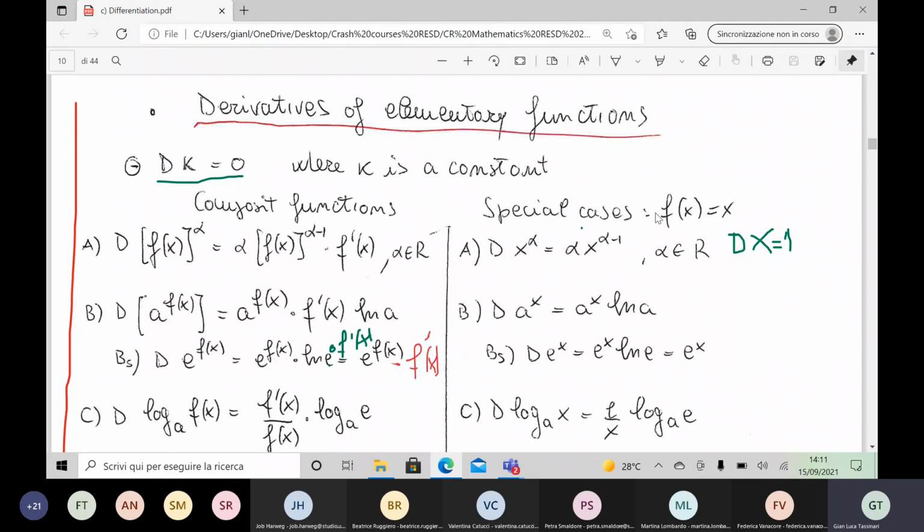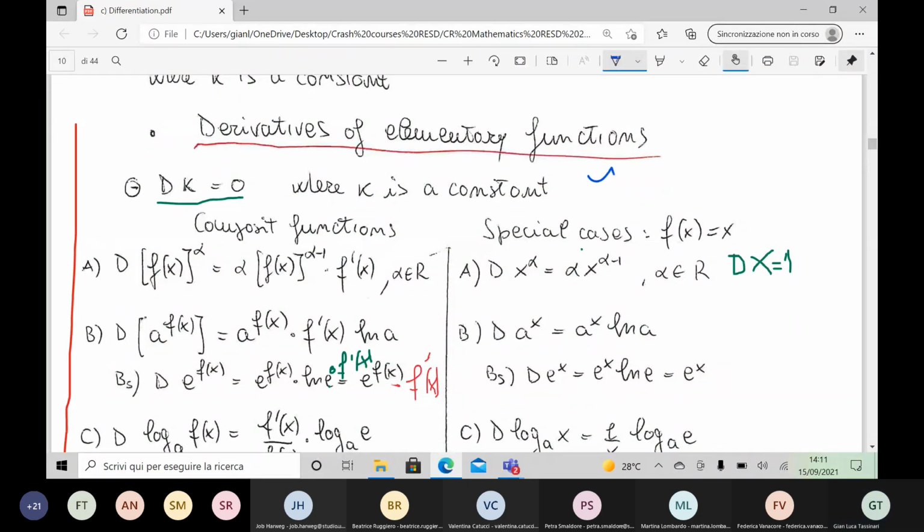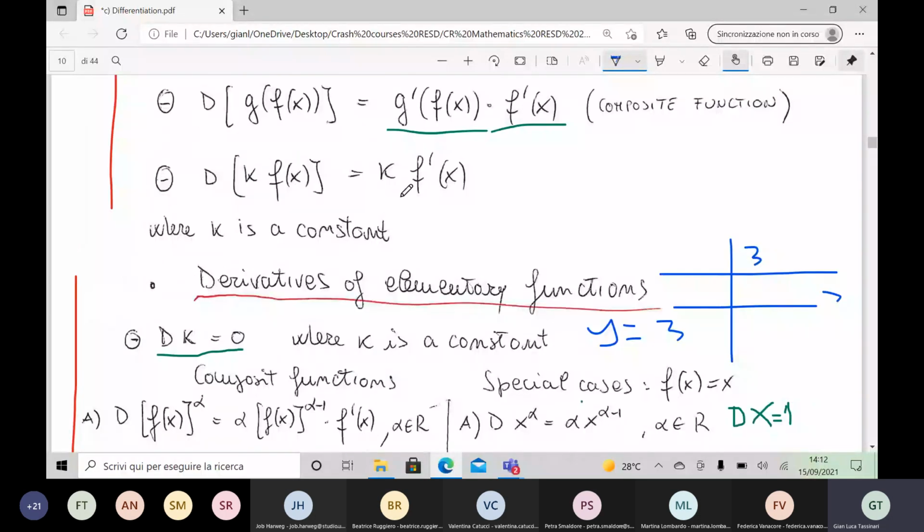Graphically, what is y equal to 3? It is a horizontal straight line. Which is the slope of this straight line? It is 0, it is a horizontal straight line. In fact, the derivative is the slope of the tangent line to this function. The tangent to this straight line is the straight line itself, and its slope is 0 everywhere. So the derivative of a constant is 0. Don't confuse it with the derivative of a constant that multiplies a function. So this is the derivative of an additive constant.